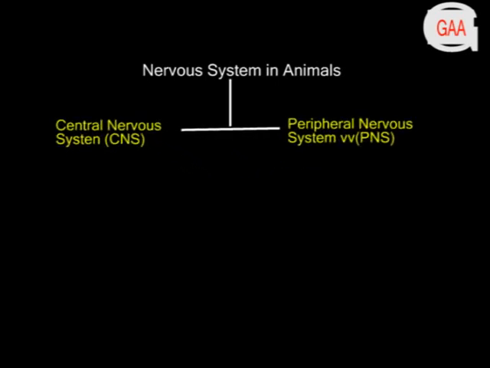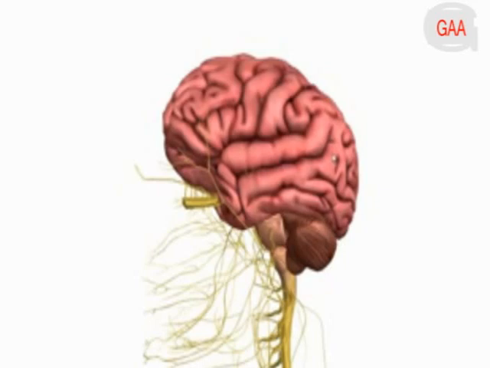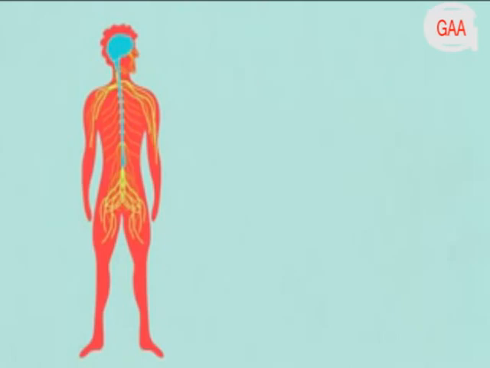So we start with a look at the nervous system in animals. The mammalian nervous system consists of the central nervous system and the peripheral nervous system. The central nervous system is made up of the brain and the spinal cord. It receives and integrates impulses from the receptors and then relays them to the effector organs. It is the center of coordination. The peripheral nervous system is made up of sensory nerves, which transmit nerve impulses from the receptors in the sensory organs to the central nervous system, and motor nerves that transmit impulses from the central nervous system to effector organs.